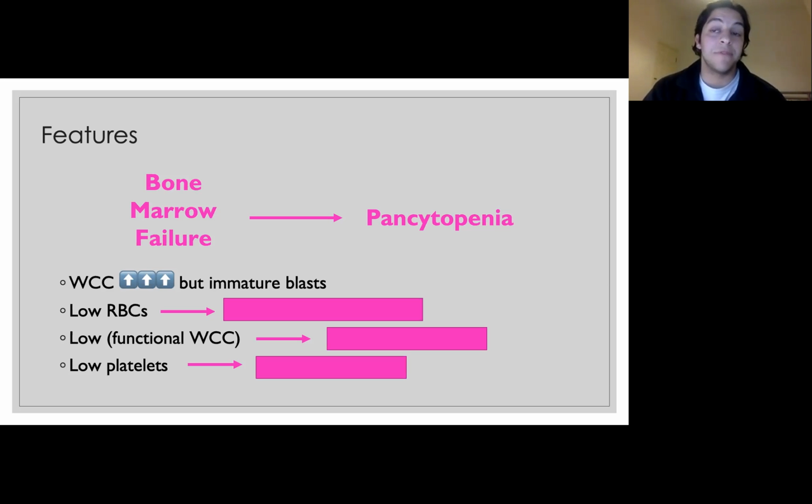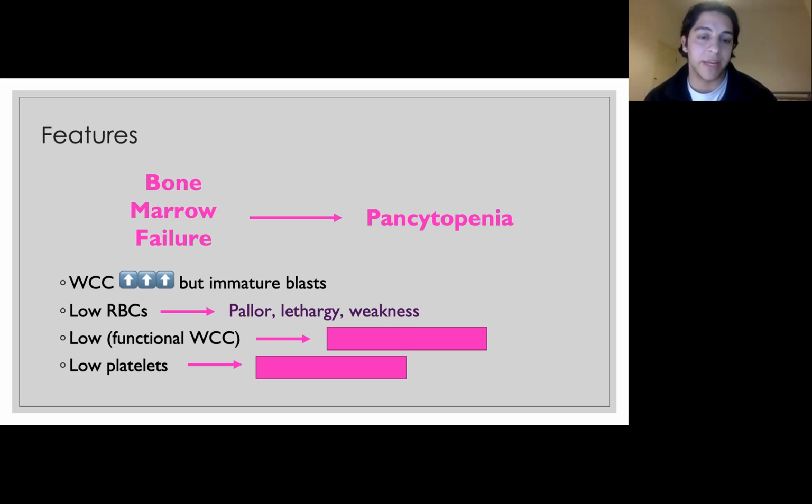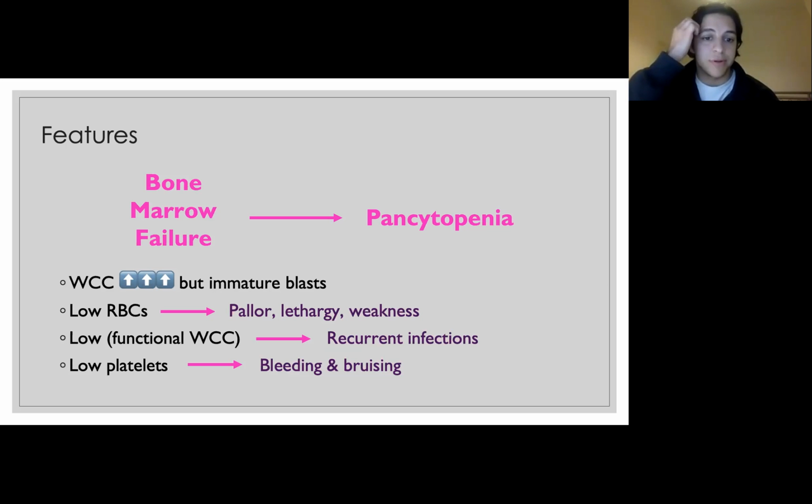If you have a low amount of red blood cells, symptoms will be pallor, lethargy, and weakness. So your typical symptoms of anemia. And if you have low functional white blood cells, then recurrent infections. And lastly, low platelets can lead to bleeding and bruising. So the best way to think about different features of leukemia is by thinking structurally about what's affected and what the outcomes will be. That's how I found it helpful.